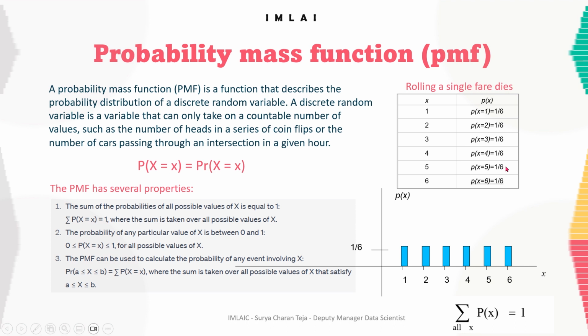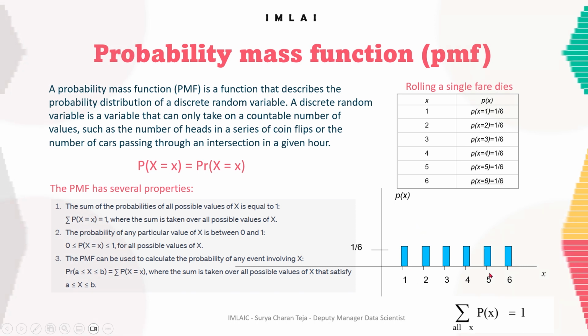Probability of x equal to 1 is 1 divided by 6. x equal to 2 is again 1 divided by 6, and x equal to 3, again 1 divided by 6. These are the small x values and these are the probability of x. So probability of 1 is 1 by 6, probability of 2 is 1 by 6, probability of 3 is 1 by 6, probability of 4, 5 and 6 are each 1 by 6. After plotting a graph, this is how it looks. This is your probability mass function.